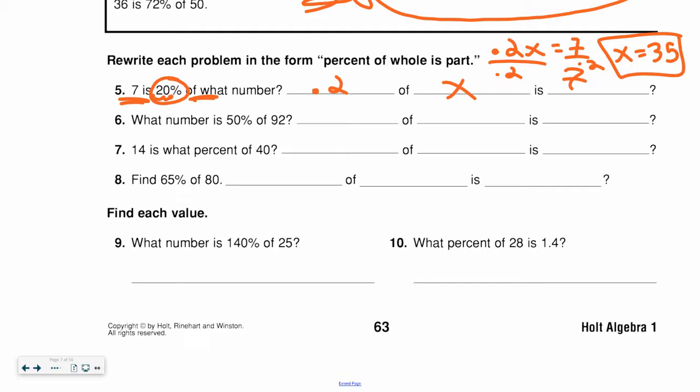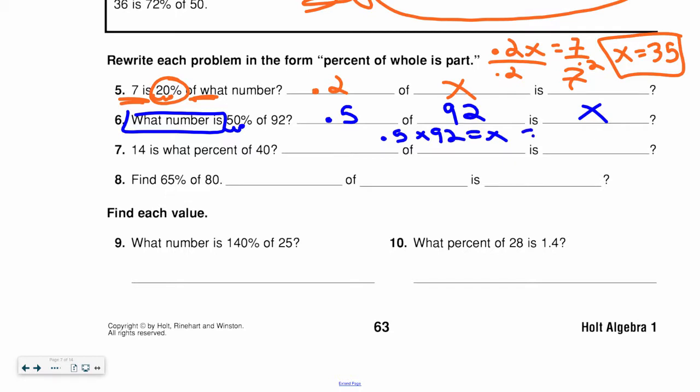For number 6, what number is? So I don't know my is, that's my x. 50%, move that decimal place over, 0.5 of 92. So this just translates into 0.5 times 92 equals x, which ends up being 46. Okay?